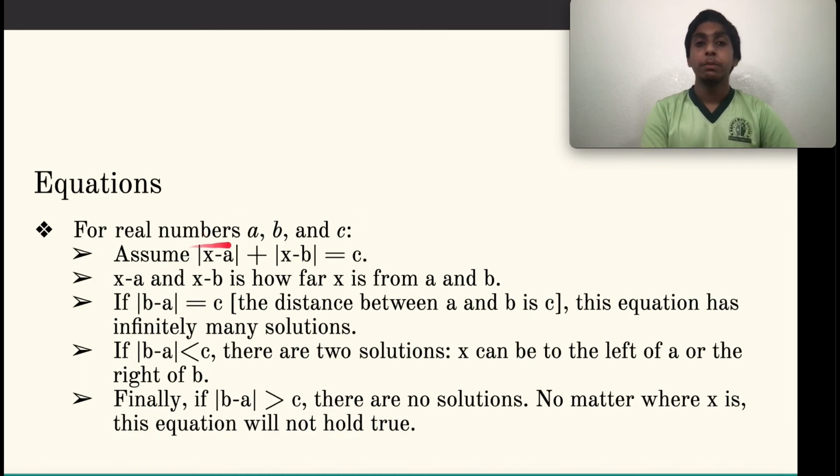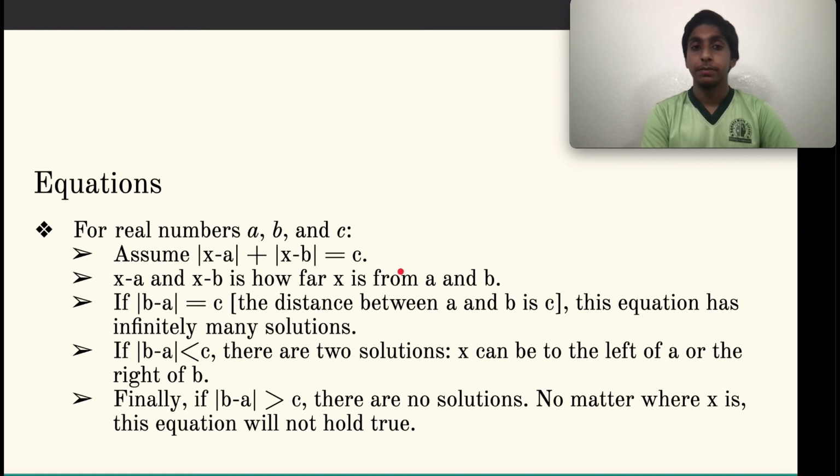So for real numbers A, B, and C, assume that the absolute value of x minus A plus the absolute value of x minus B is equal to C. Here, x minus A and x minus B is how far x is from A and B. So x minus A is the point x minus point A, the distance in between the two. So the distance between x and A plus the distance between x and B is going to be equal to C.